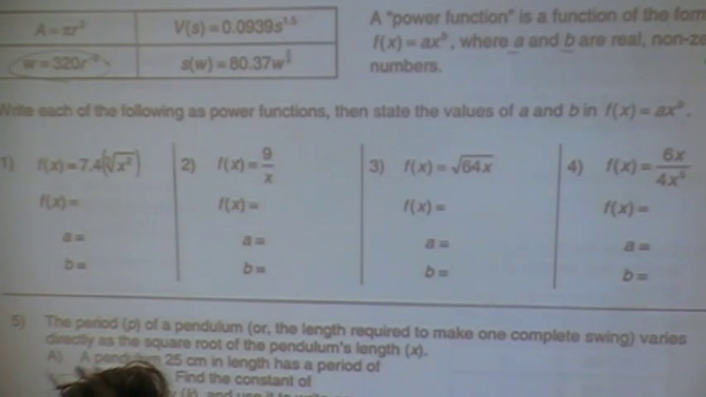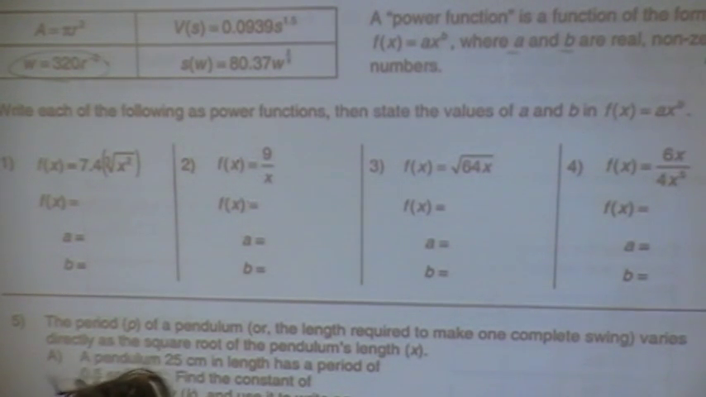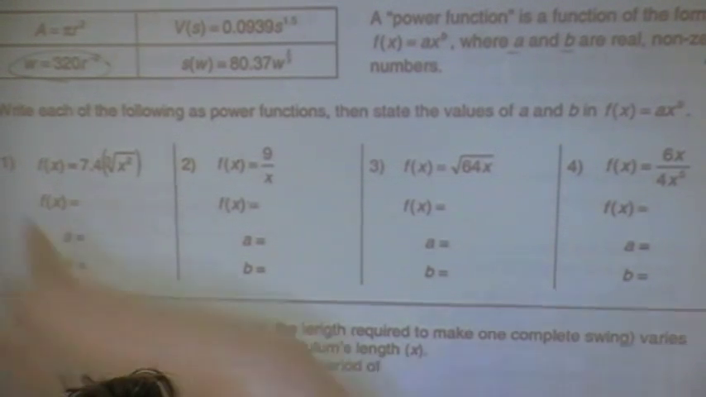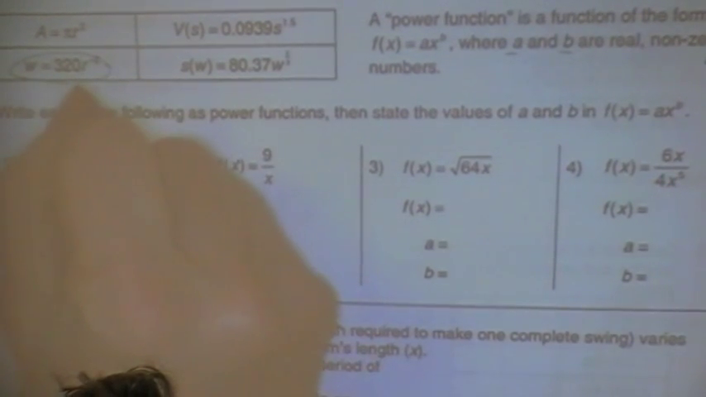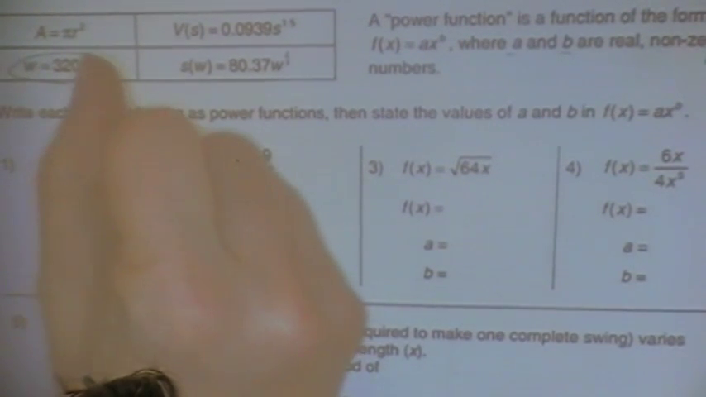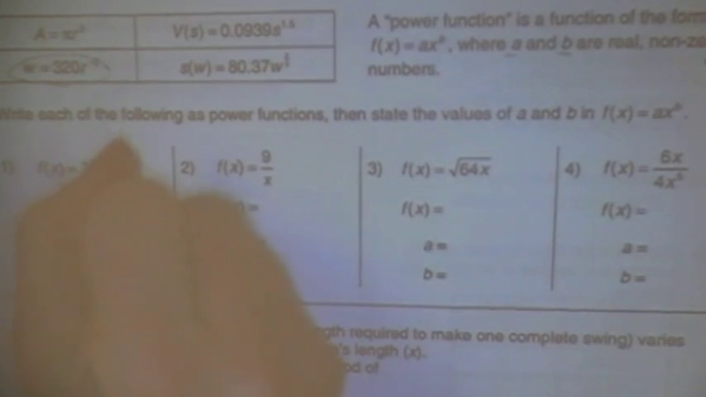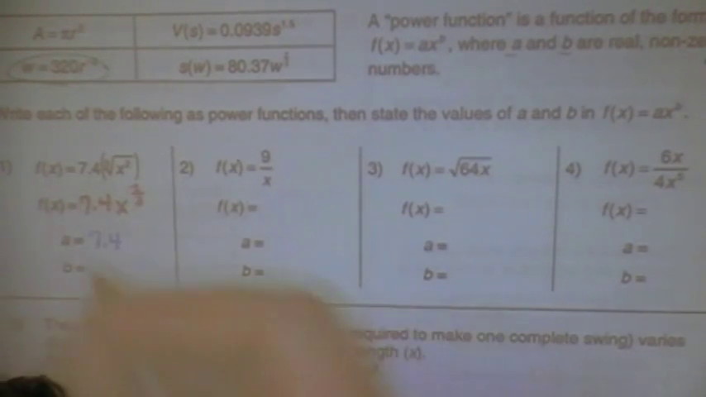So what they want us to do is put these into power function form. So we're going to put them in a times x to the b power, just like we did yesterday, and then identify the a and the b. So for this first one, I'm going to rewrite this stuff inside the parentheses as x to the 2/3 power. Remember, the number from the bottom of the fraction goes on the bottom. So that would make my a value 7.4 and my b value 2/3.